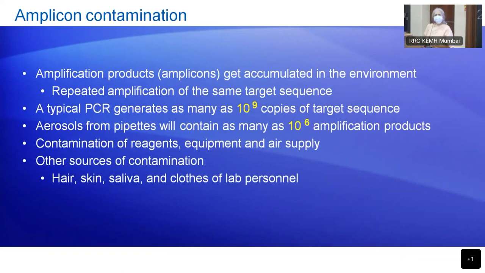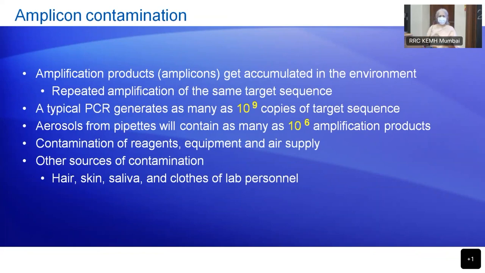So the thing that I'm worried about in a PCR lab obviously is amplicon contamination. I'm worried about amplicon contamination because amplification products get accumulated in the environment. They are so tiny, right? Billions of copies, hundreds of billions of copies. They are not going to be visible to the naked eye, even under the microscope. So there is no way you can see them, but we must assume that they will be present. That's the reason why contamination controls and environmental controls are extremely crucial.